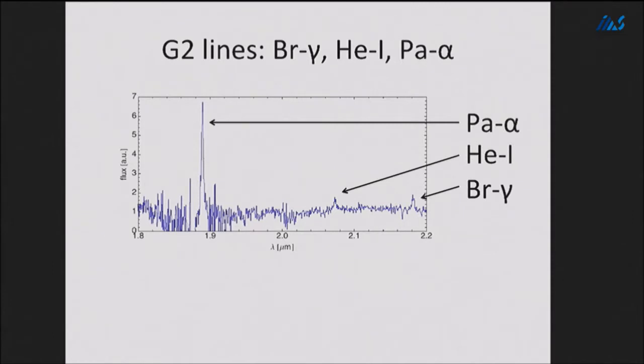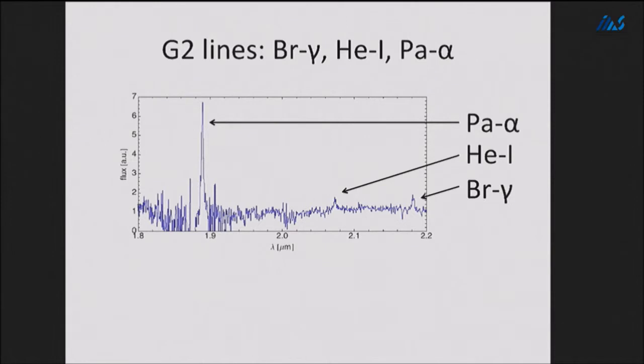Usually you're not able to see that from the ground. However, the atmosphere is varying so quickly in its transmission function that, due to the high redshift of G2, the line happens to fall in a window where you can see it, and you can see that it actually makes most of the signal to noise.